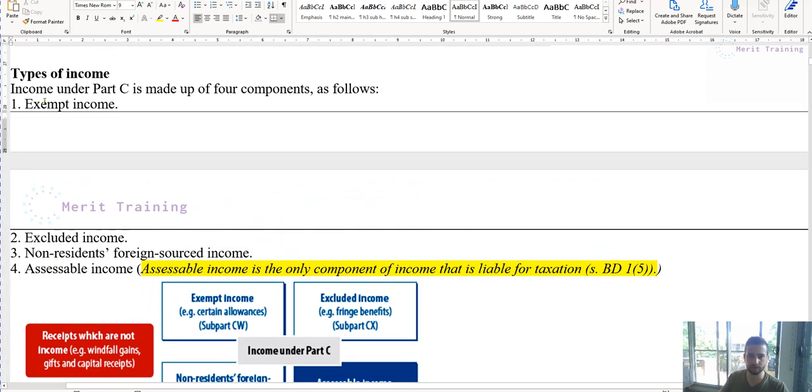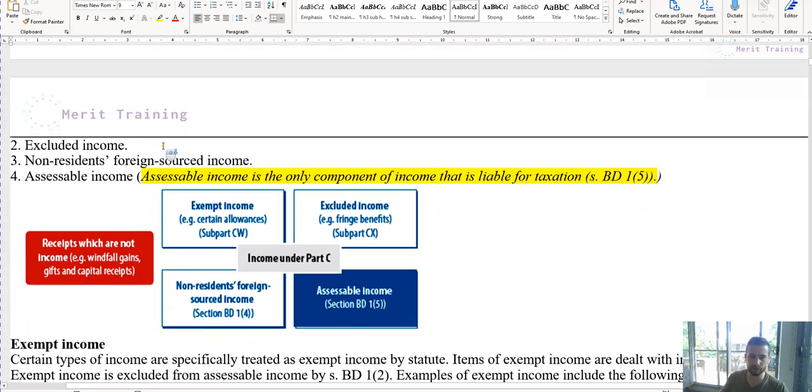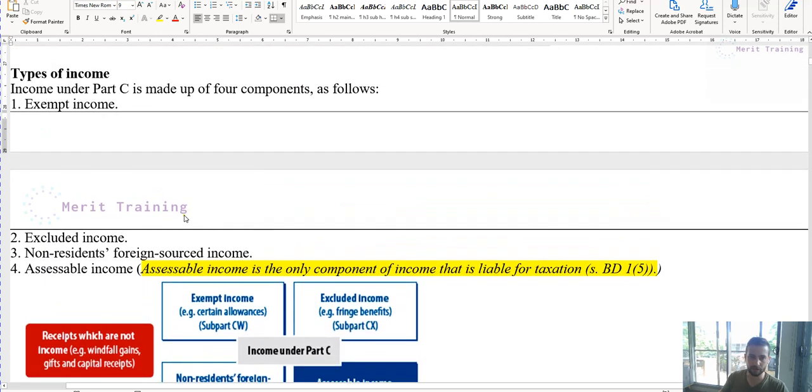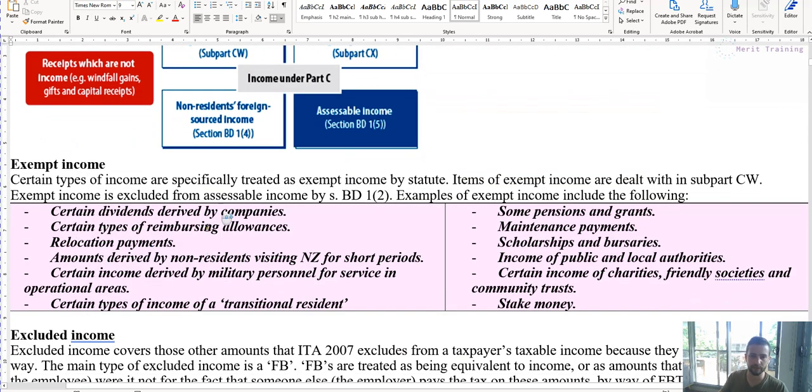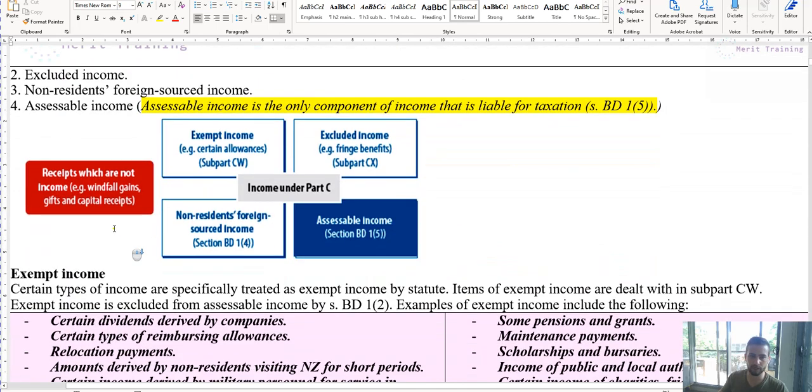So the 4 types of income are exempt income, excluded income, non-resident foreign-sourced income, and assessable income. And this is probably what you're most familiar with, and this is the only one that taxation actually applies to. So we'll talk about what each of these means shortly.